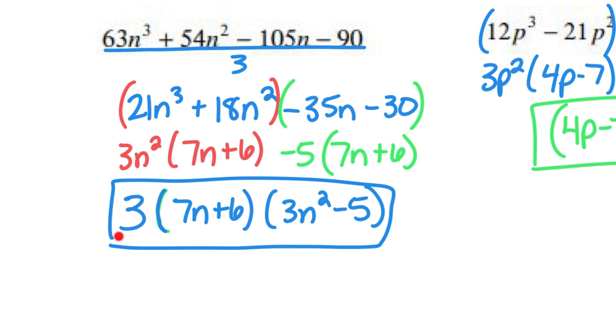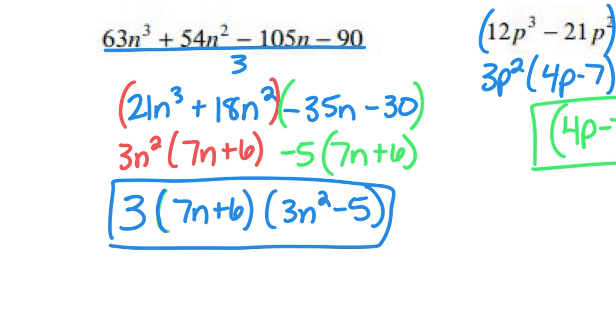That 3 came down to be at the beginning of my final answer. And then I factored by grouping what was left over. So when I did that, I had these two groups, factored those into this, and then those factors turned into 7n plus 6 and 3n squared minus 5. If you missed that, maybe pause it and look back at it and make sure that you can understand where that stuff came from.